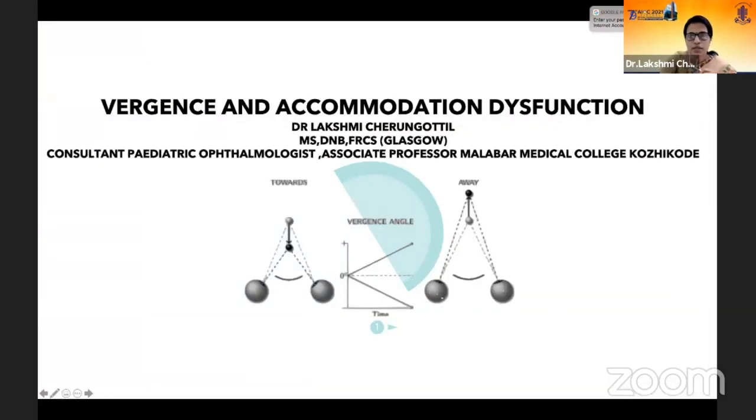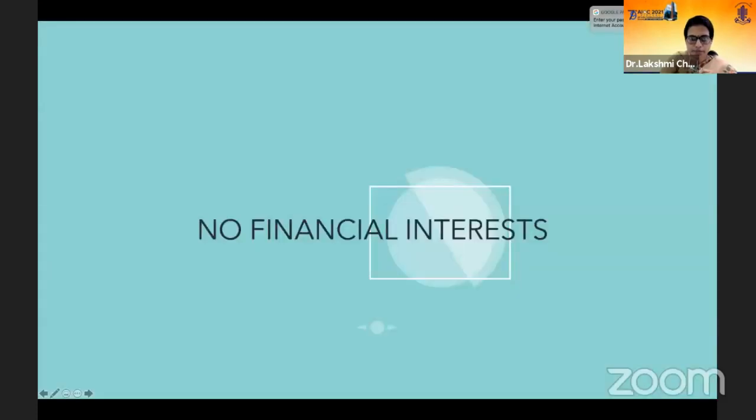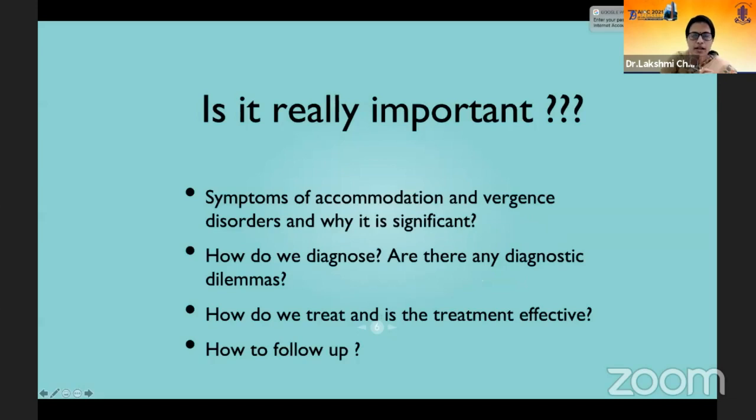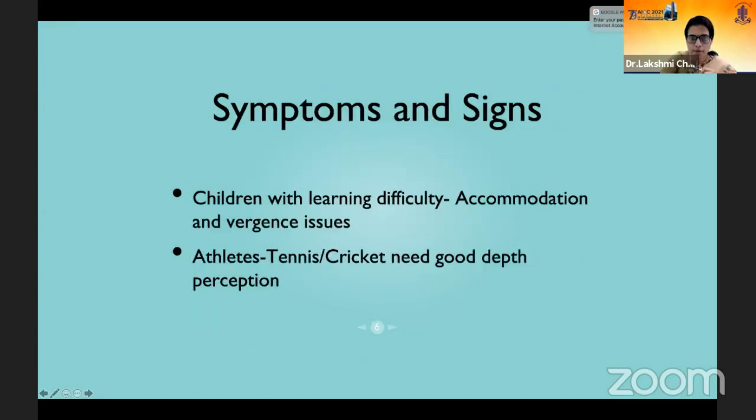I'll be dealing with vergence and accommodation dysfunction, which causes asthenopia. No financial interests. Is it really important to know whether the accommodation or vergence is causing the asthenopia, and how do we diagnose and go about it? Because many children we diagnose as learning difficulty might actually be having accommodation and vergence issues.